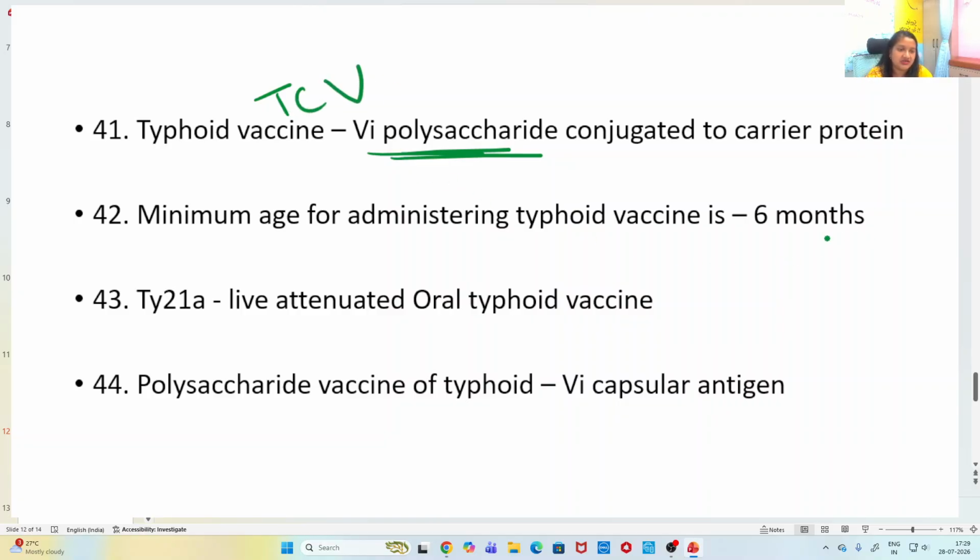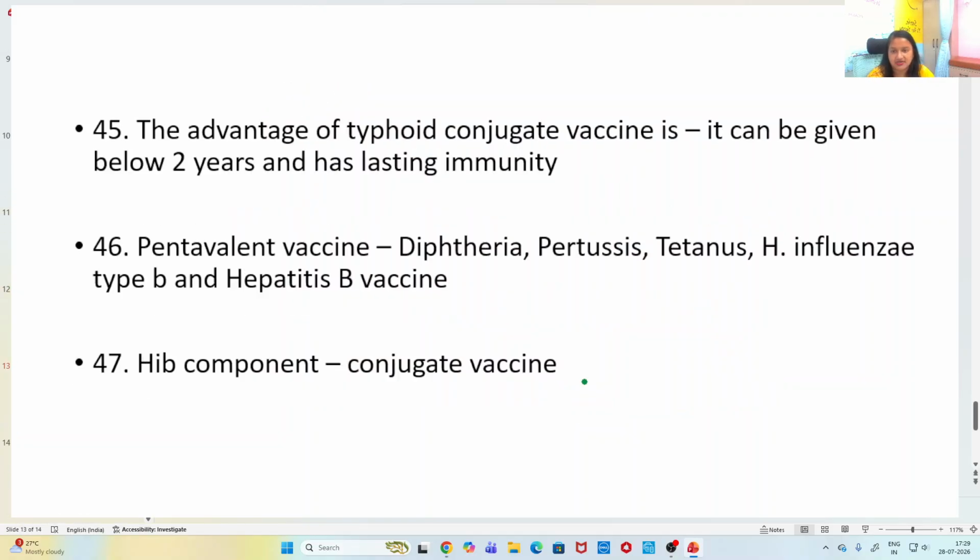Minimum age for giving the TCV is 6 months, and it can be given with the influenza vaccine at 6 months. Ty21a is the oral typhoid vaccine and it is a live attenuated vaccine. The polysaccharide vaccine of typhoid utilizes the Vi capsular antigen.